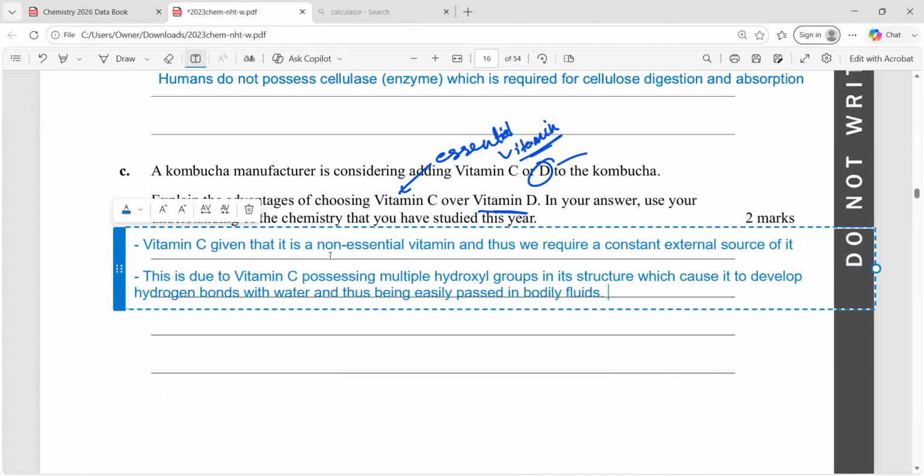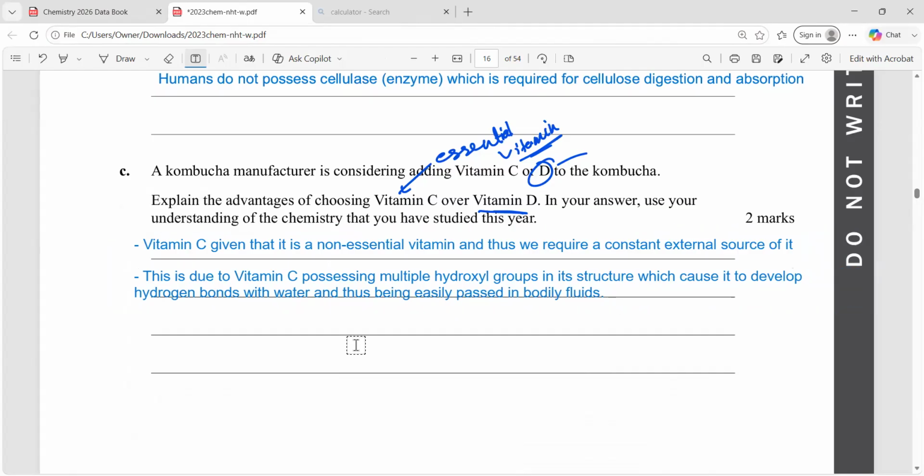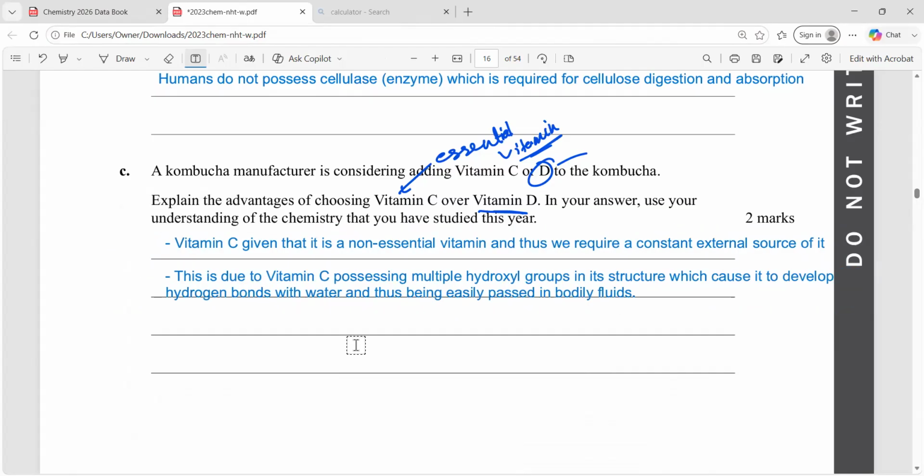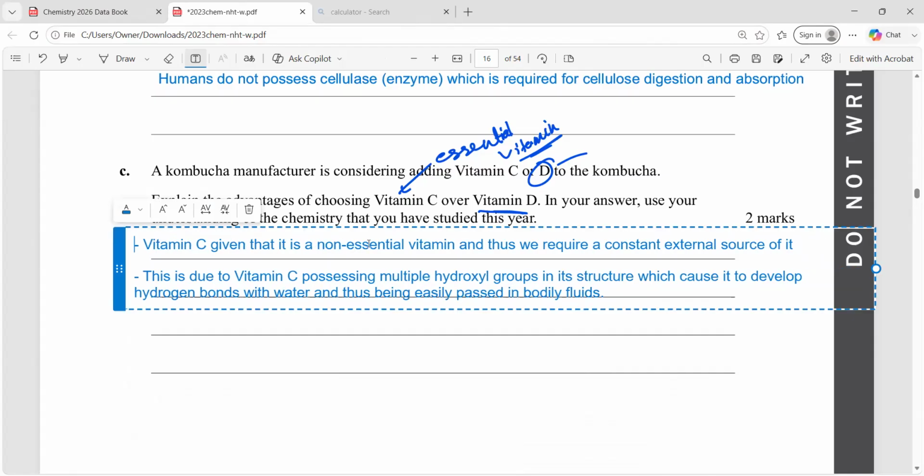Something like that. So I guess what I've done here, I know it hasn't been with the greatest chemical efficiency. I basically talked about how vitamin C is a non-essential vitamin. Wait, sorry, it is an essential vitamin, sorry.